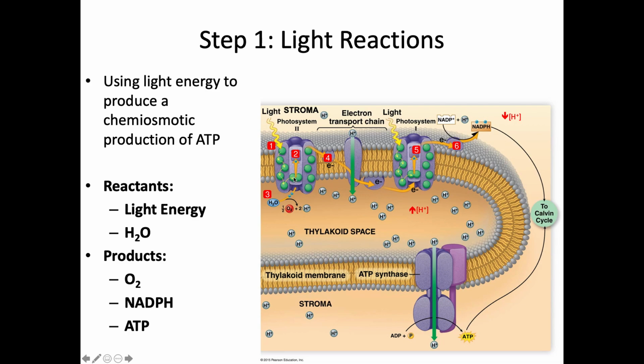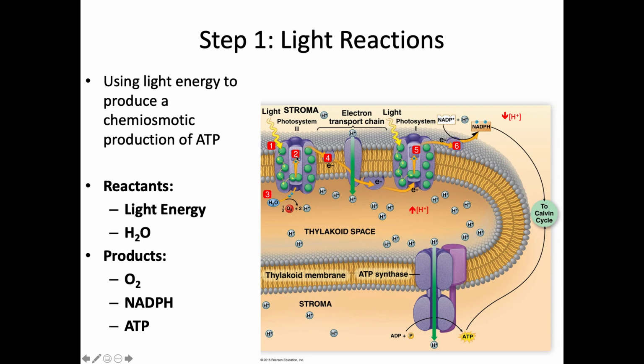But now the special pair of chlorophyll A is missing electrons, so it needs to be replenished with electrons. Where is it going to get the electrons? Well, it's going to get the missing electrons from water. When water gets split, it donates its electrons. And then you get the formation of your oxygen gas.